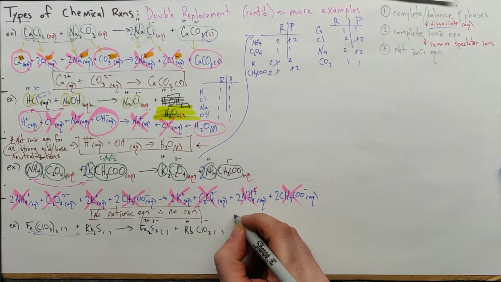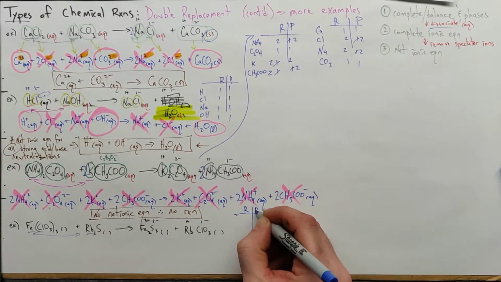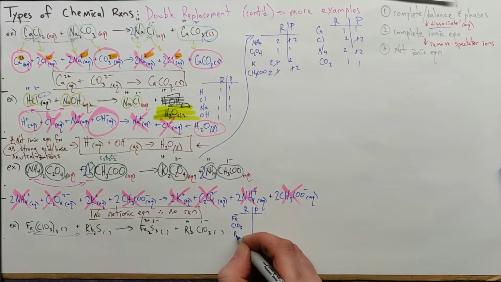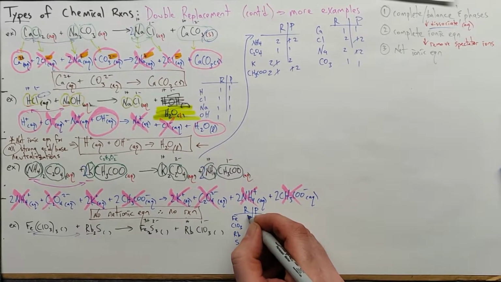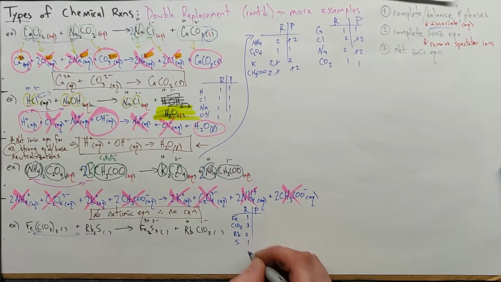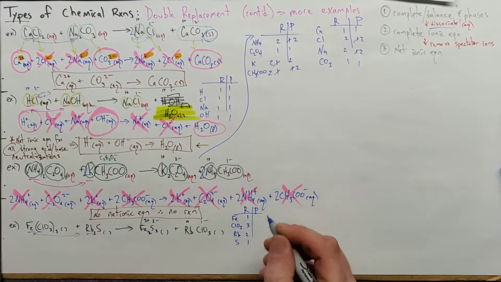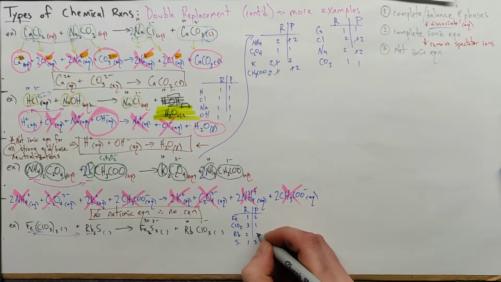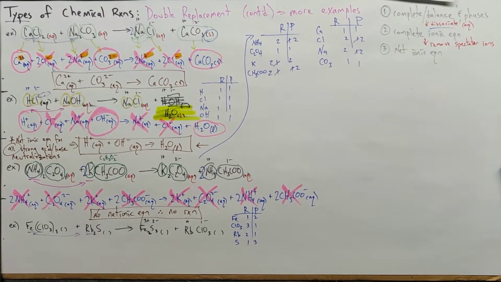So we'll set up our table of reactants and products. We have iron, ClO3, rubidium, and sulfur: 1, 3, 2, 1. All right. Then on the product side, we have 2 irons, 3 sulfurs, 1 rubidium, and 1 chlorate. It's not balanced, in case you didn't notice. We're going to have a way here to get 1 sulfur and 1 iron to turn into 2 sulfurs and 2 irons and 3 sulfurs.